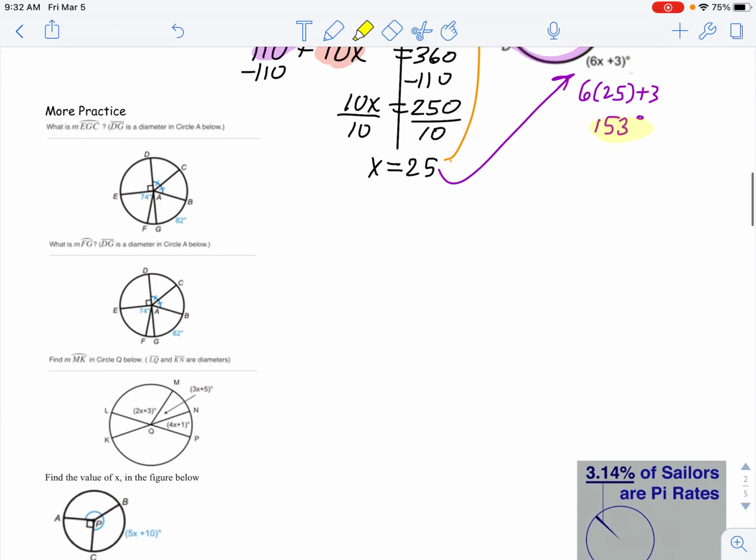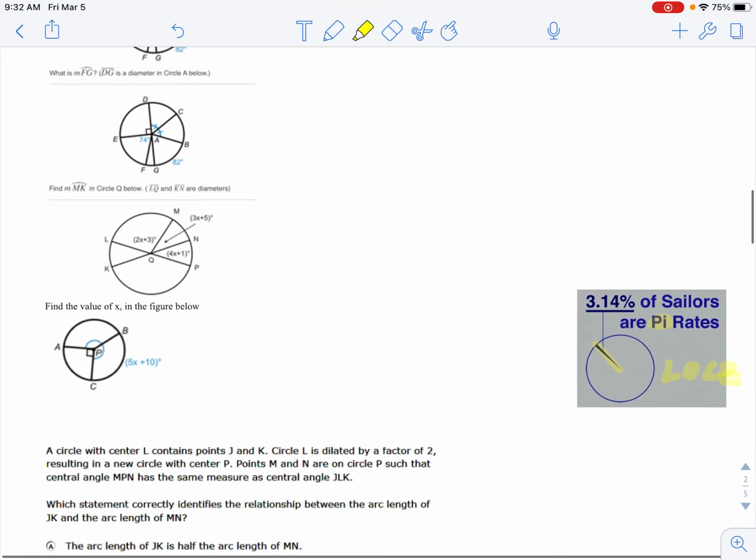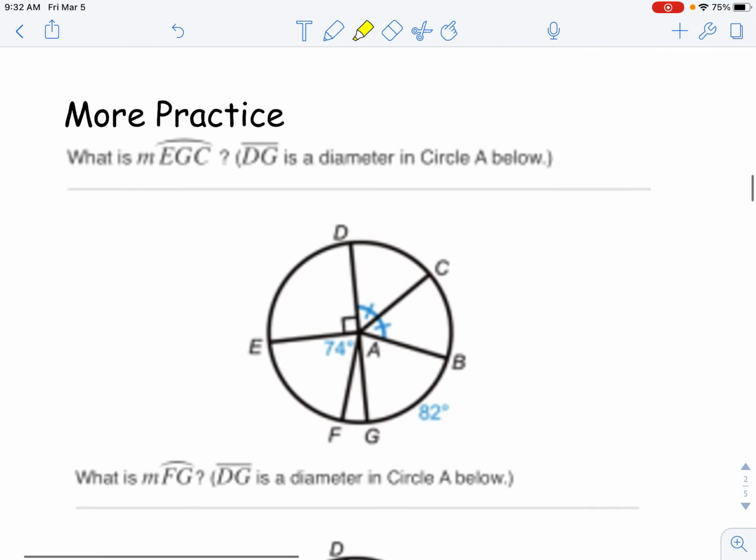All right, so let's progress through some more practice problems. A little fun fact: 3.14% of sailors are pirates. Get it? 3.14% of sailors are pirates. Haha. Nonetheless, all right, more practice.